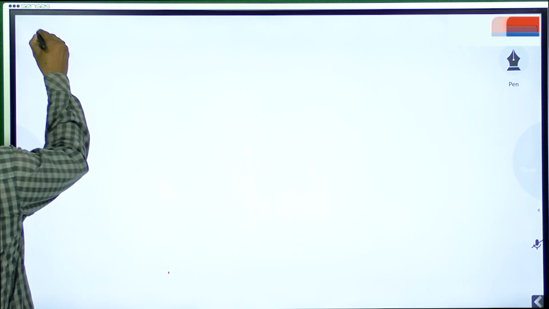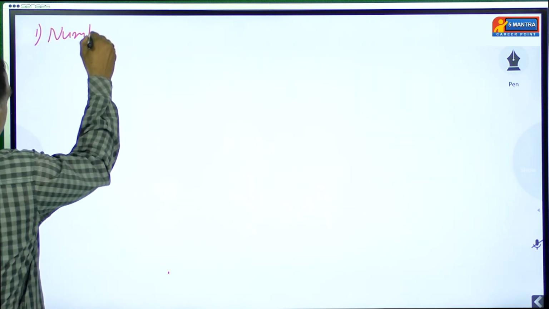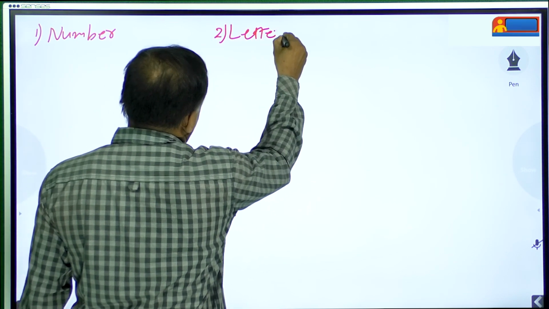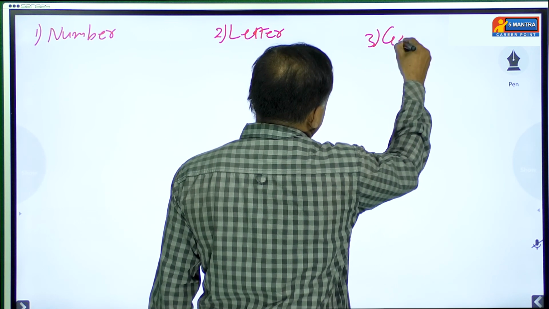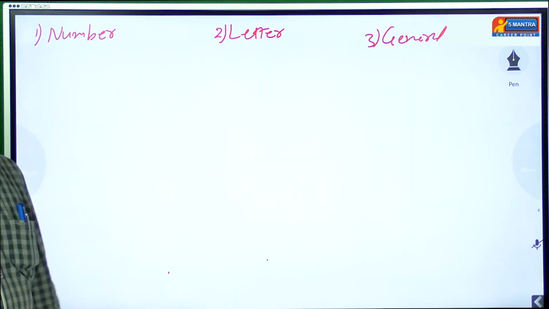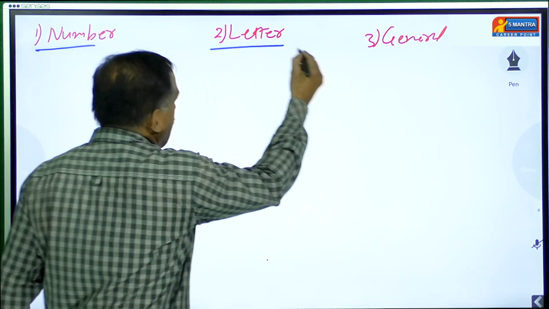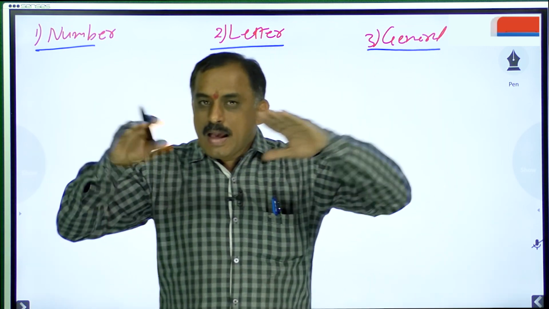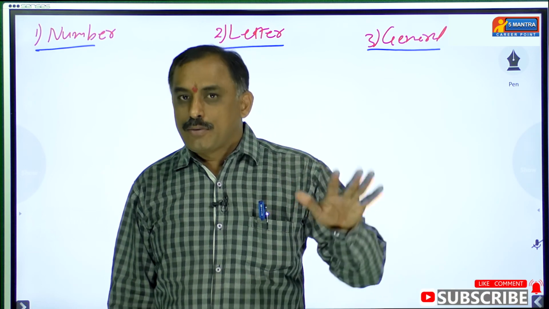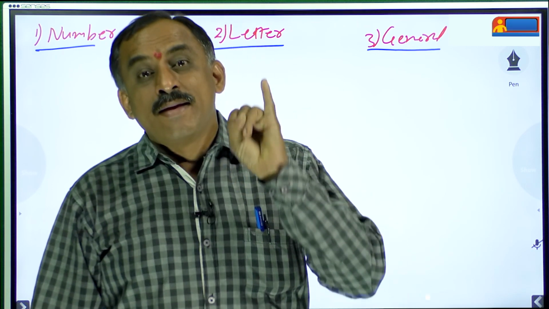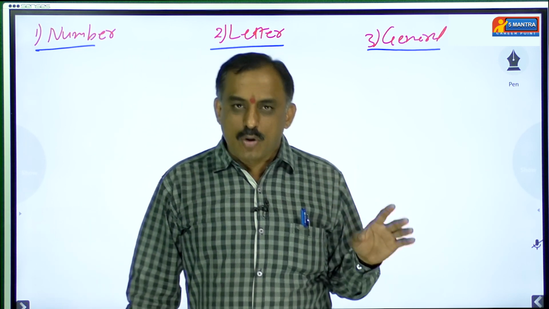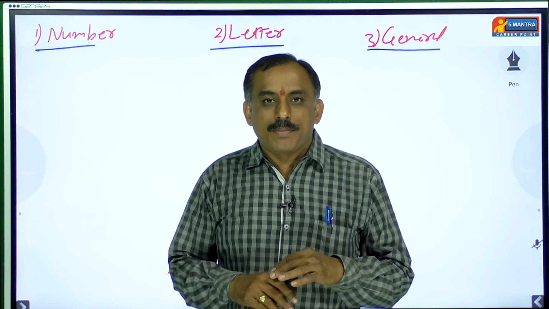The first one is number based questions. The second one is letter based questions. And the third one is general questions. So, what is the number based question, what is the letter, and what is the general question? All aptitude topics are part of number based questions. You know aptitude topics. And also some topics in reasoning, that is number series, number analogy, number classification, and some other topics are there. Now, how to become a master?